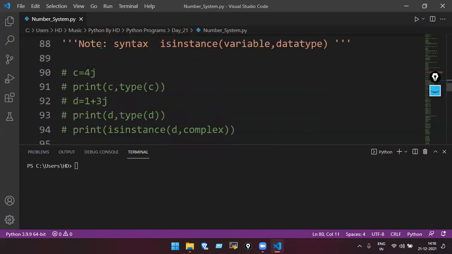So next part now. Now C equal to 4j. See here comes the part of what? Complex numbers. Okay. Complex numbers.